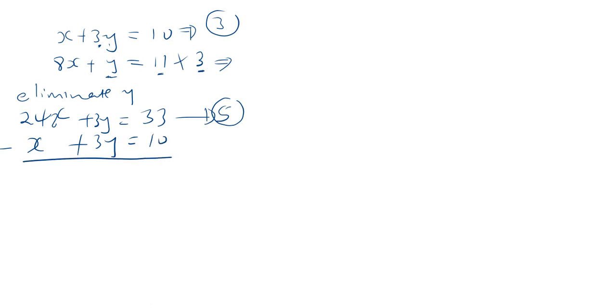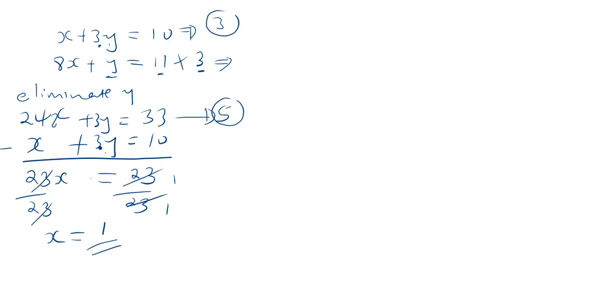24x minus x, we get 23x. 3y minus 3y is 0, so we equate this to 33 minus 10, which is 23. We divide both sides by 23. Our x will be 23 over 23, which is 1. Our x is 1. Now we have gotten the value of x, which is 1.